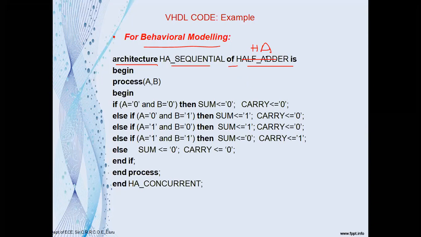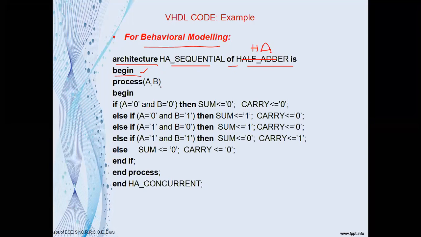It must be same. So that's why I have notified with this HE. And now the second, in the second one, if you see here, it has a keyword begin here. Usually in the syntax of the architecture, you will have the architecture name and the entity name. The name of the architecture is half adder sequential, and the entity name is half adder, right? And then we are beginning the architecture body with the keyword begin.